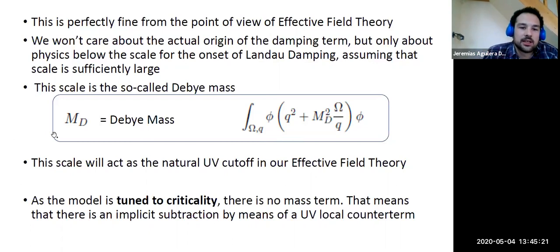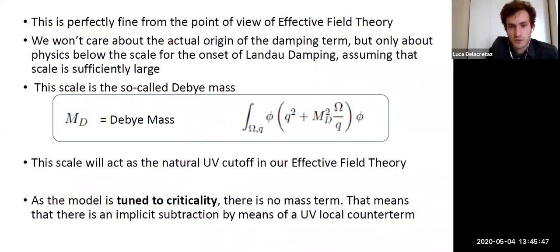And that scale is the so-called Debye mass, which is denoted by M_D. And so putting it all together, this will be our tree-level bosonic kinetic term in our model. And the Debye mass, in the same language of the effective field theory, will act as a natural cutoff in our theory.